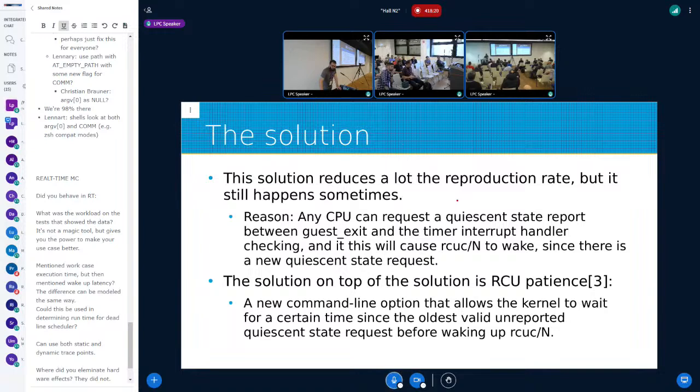So we have this suggestion to have this RCU patience, which will just act on RCU grace periods requested after some time, like some microseconds or some milliseconds. So the idea is that whenever we are just exiting a VM, we don't get hit by RCU-C unnecessarily, because it will soon enter the guest again and report a quiescent state as well. So the idea is that we don't run RCU and we have more CPU time for our real-time workload.